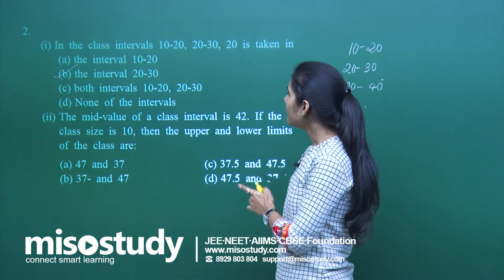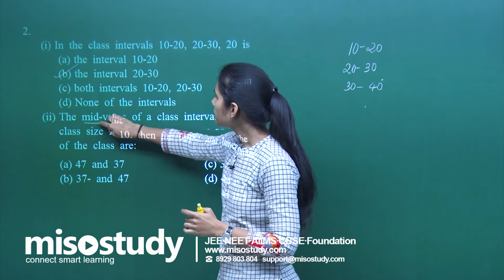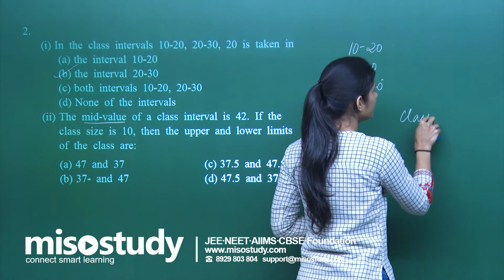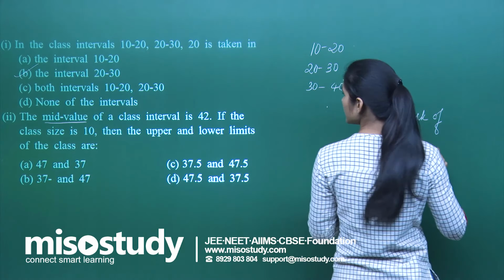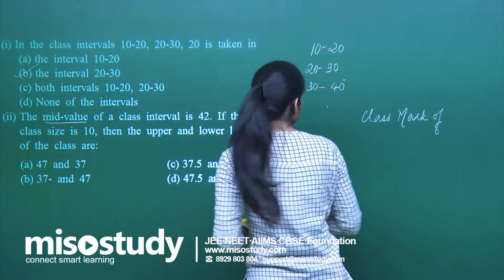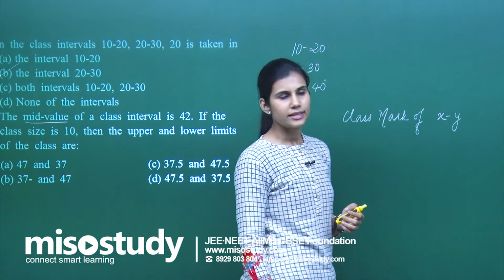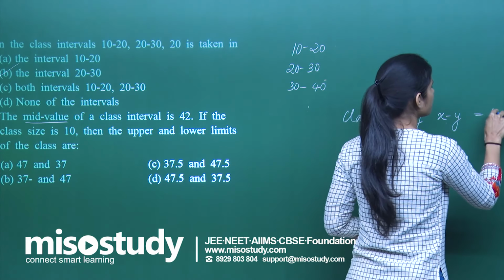Next, you have that the mid value of a class interval is 42. What do you mean by mid value? Mid value means class mark. Okay, so the class interval is not given to you. The mid value of this class interval, suppose x to y, that is the class mark of the x to y class interval, is given to you as 42.